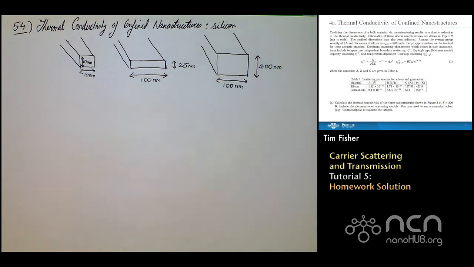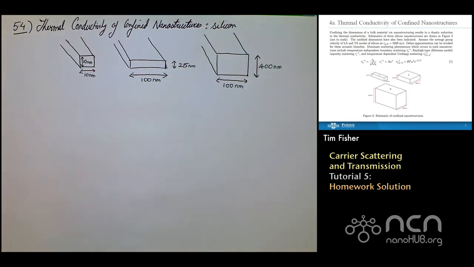In the fourth problem, we are going to explore the effect of nanostructuring on the thermal conductivity of a material. It's been shown experimentally that nanostructuring leads to confinement in the dimension of a material, and that results in a drastic reduction in the thermal conductivity. So in this problem, we are going to calculate the thermal conductivity of 3 different confined nanostructures of silicon. The schematic of these 3 nanostructures is drawn on the screen in front of you.